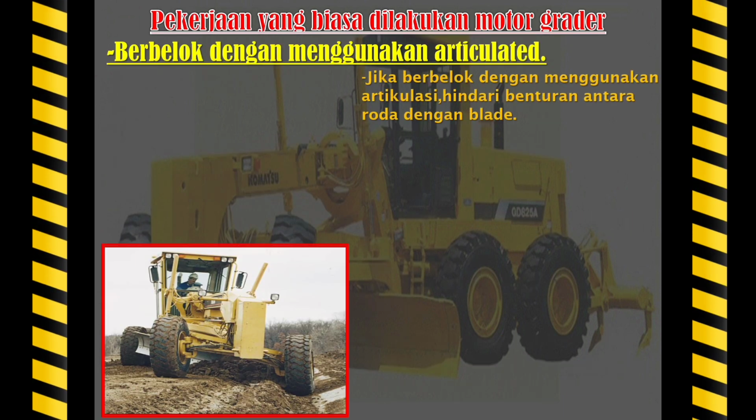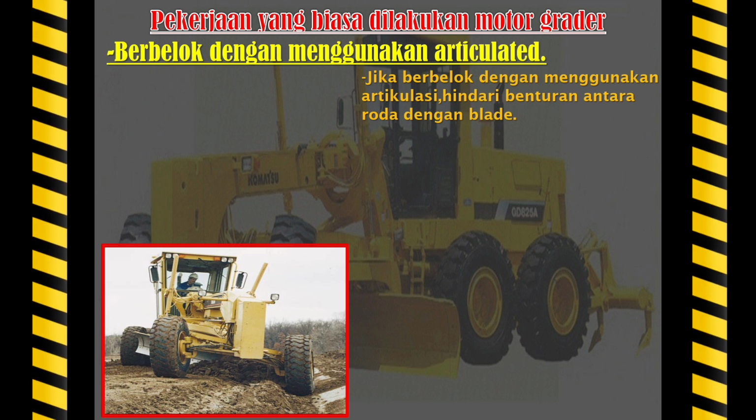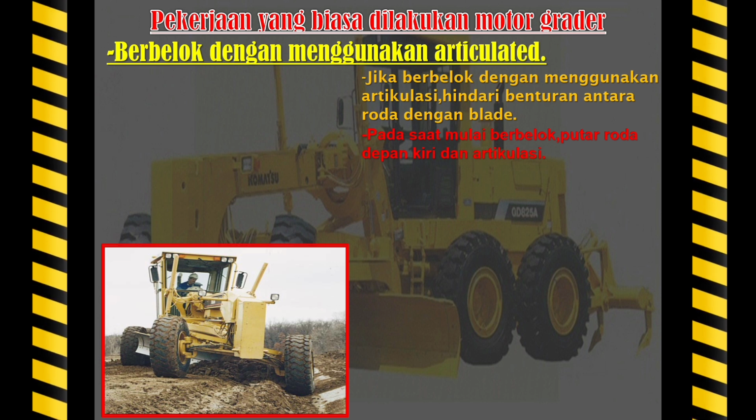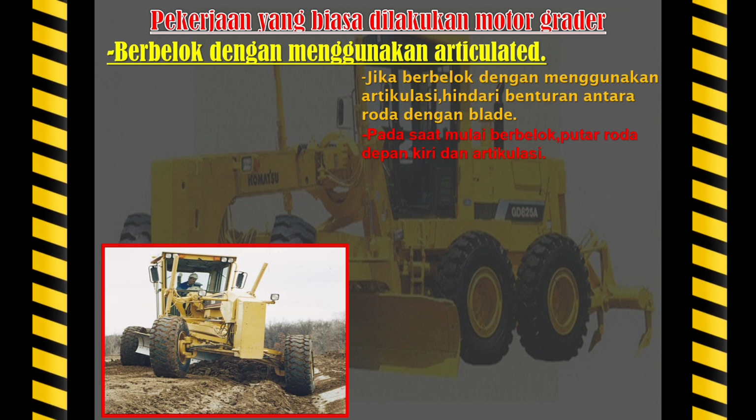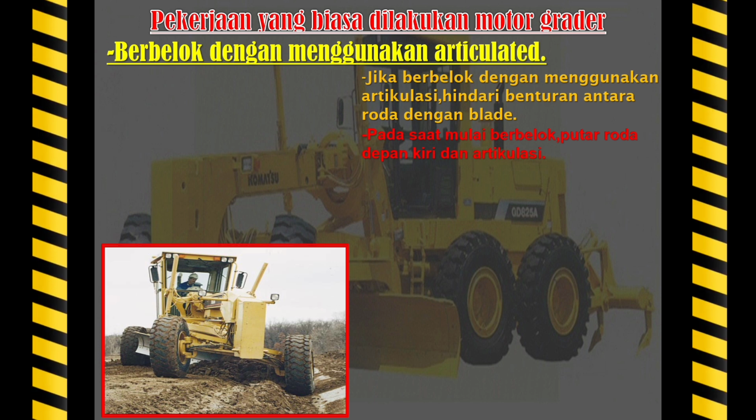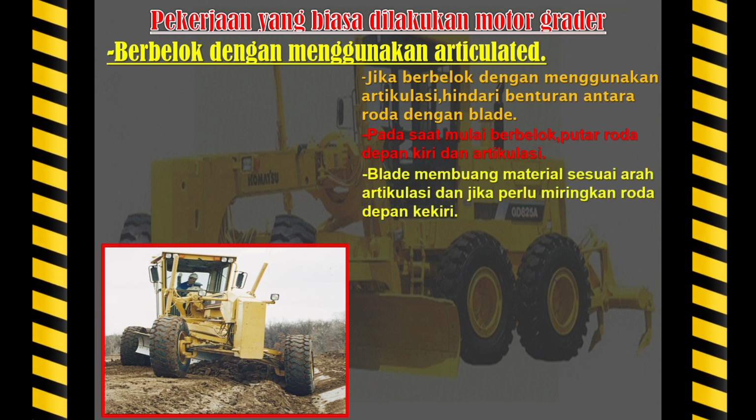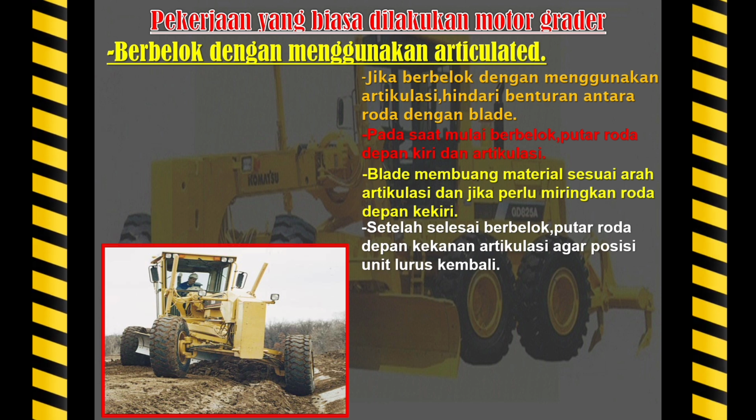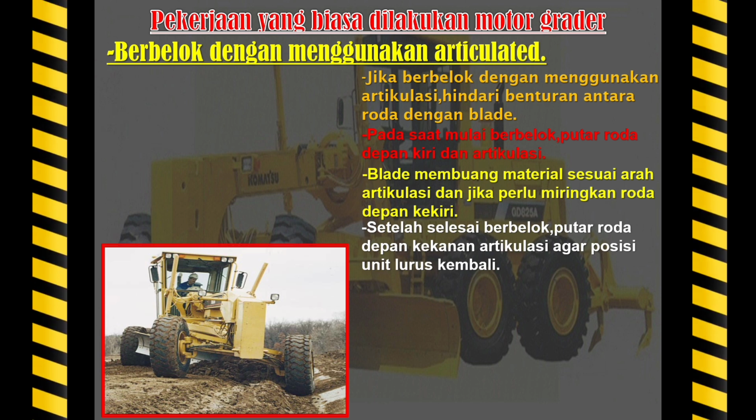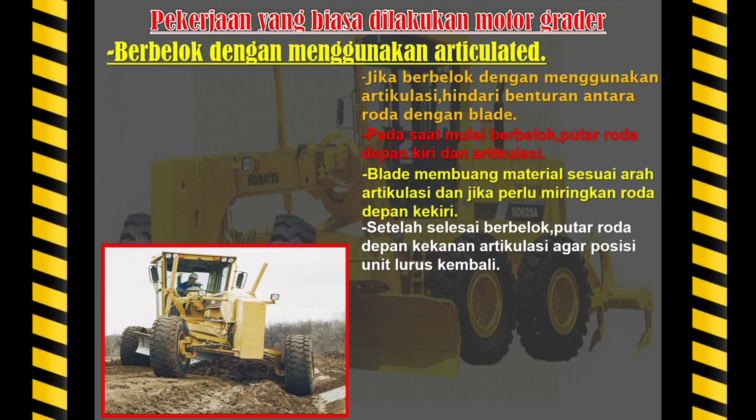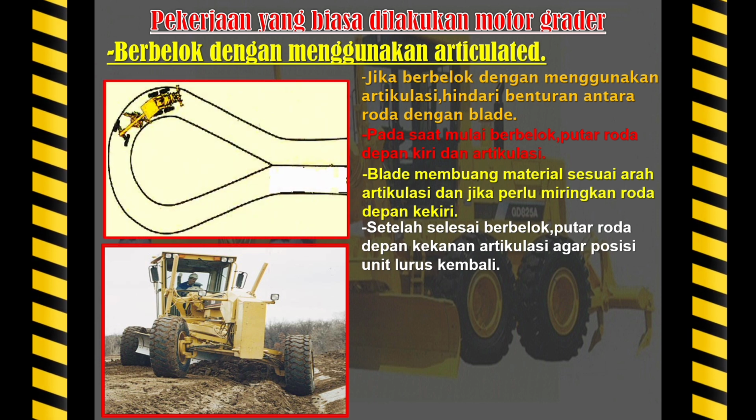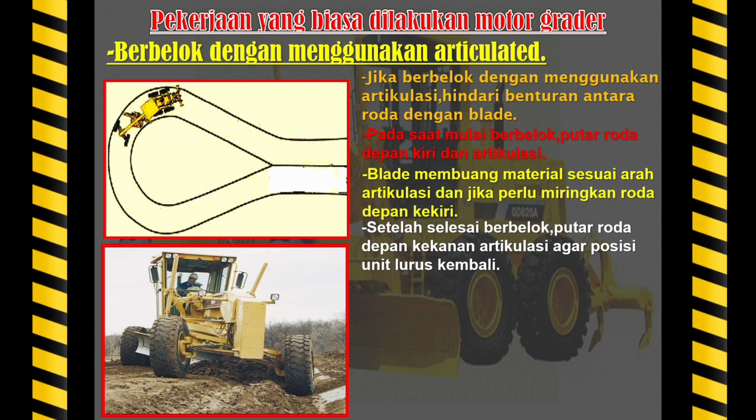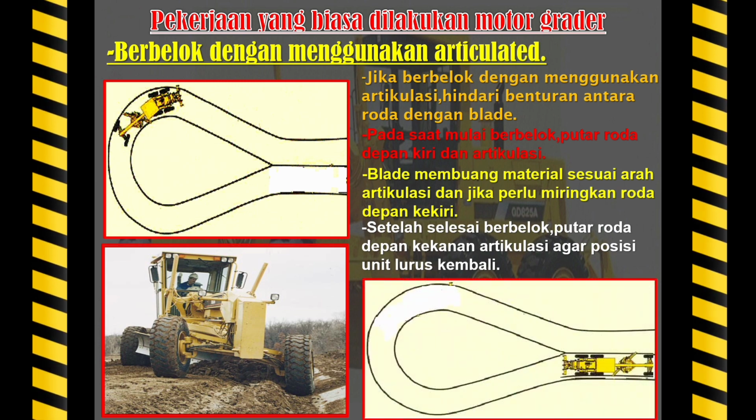The usual job of a motor grader. Turn using articulated. When turning using an articulation, avoid collisions between the wheel and the blade. At the time of starting to turn, turn the left front wheel in articulation. Blade dumps material in the direction of articulation and, if necessary, tilts the front wheel to the left. After finishing turning, turn the front wheel to the right of articulation so that the unit position is straight again.